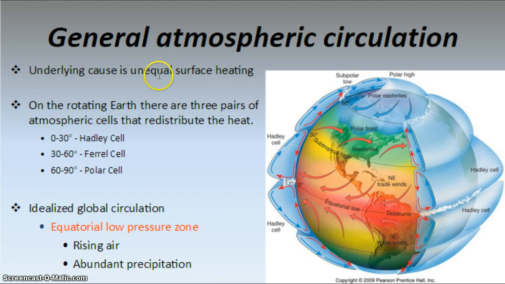So the underlying cause of atmospheric circulation, these convection cells, is simply the unequal surface heating. Different objects heat up a little differently. Land heats up differently than water. Different albedos, or lightness and darkness, change the heating ability. These different surfaces are going to be driving winds.